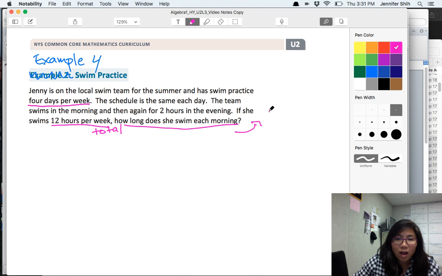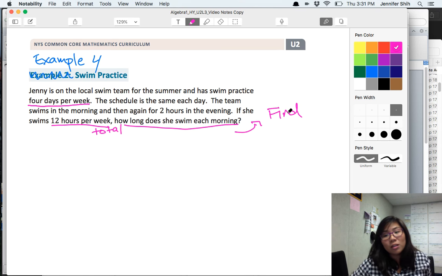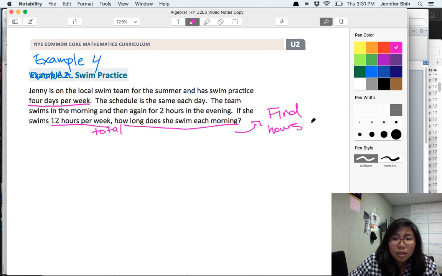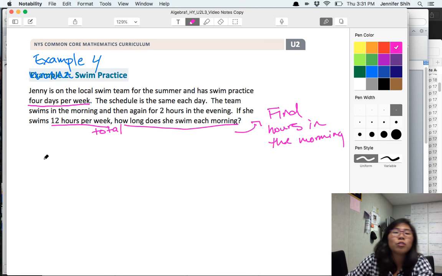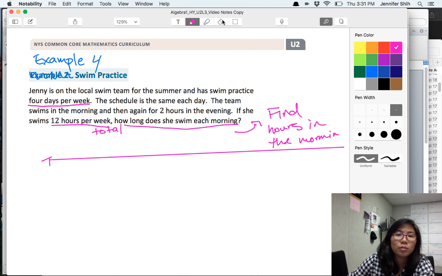Okay. How long does she swim each morning? So this is our find. And what I mean by find is, what are we looking for? What's our find? I'm going to ask you, what is our find? And you're going to say hours in the morning for swim practice. We're going to draw a tape diagram and we're going to do this algebraically. Tape, and algebraic.